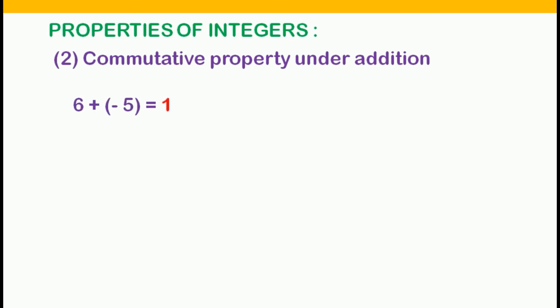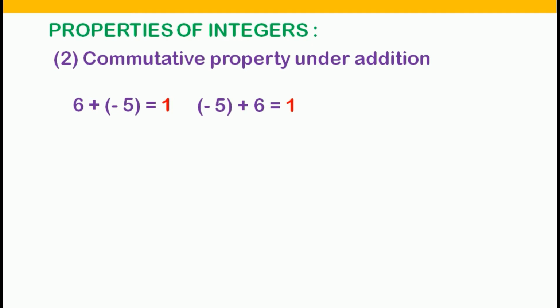So now move on to next property, that is commutative property under addition. So here the process is addition. That means here we have to add two numbers, then we have to change the order of that integers. 6 plus of minus 5 gives the result 1. When we change the order, minus 5 plus 6 is equal to 1. So when we change the order, the result is not changed.